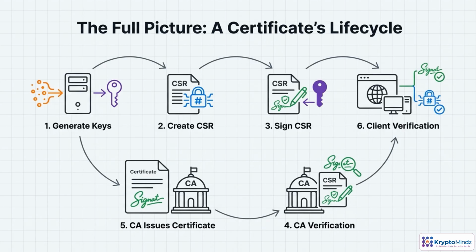This is the complete PKI system. Entropy enabling secure key generation, keys enabling asymmetric cryptography, hashing enabling efficiency, signatures enabling trust. All four primitives working together.